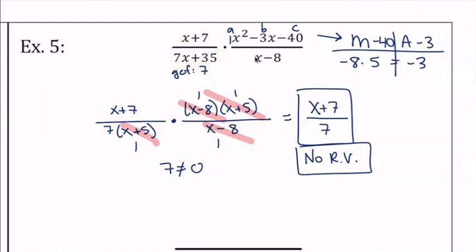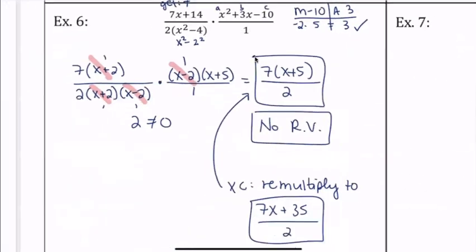And then I canceled out what I could. So I had an x plus 5 on the top and the bottom. I had an x minus 8 on the top and the bottom. So that left me with x plus 7 times 1, so just x plus 7. And then on the bottom, I had 7 times 1, which is just 7. So again, I didn't realize we had so many in a row. This one also does not have a restricted value because nothing in the denominator makes our denominator equal to 0, because 7 will never equal 0. So that is the answer.